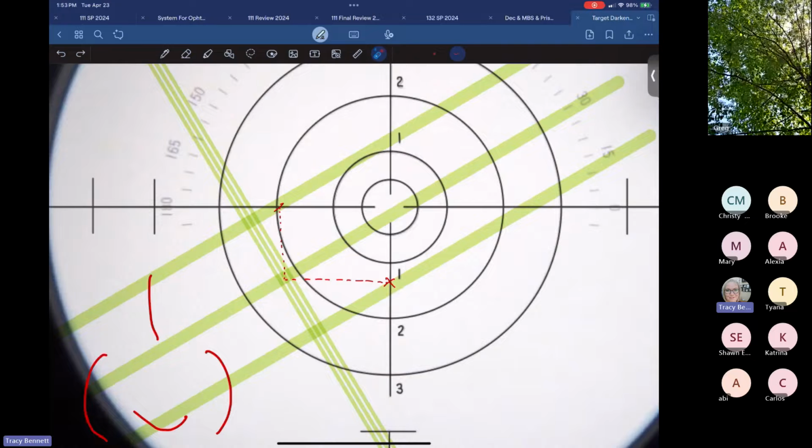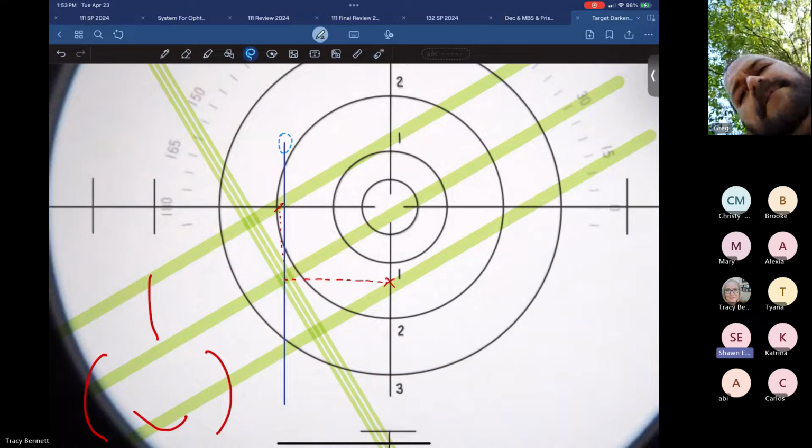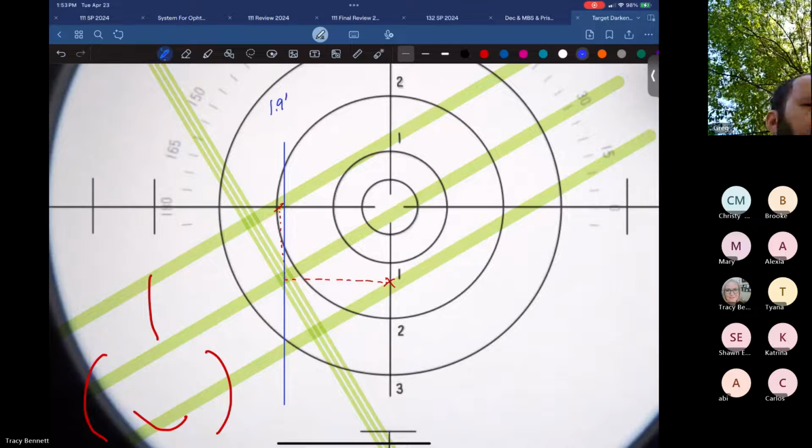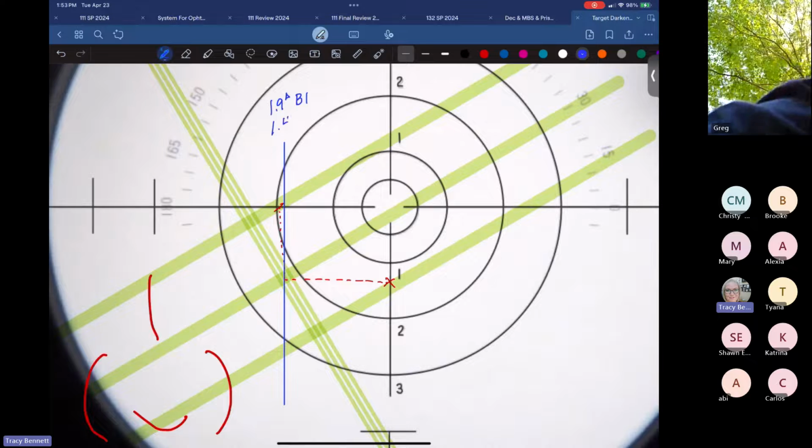If I used a cheat like this, then I line up perfectly. Oh, my Apple Pencil's dying. And I line up perfectly, but we don't have the access to do that in the lensometer. 1.9 base in, 1.4 base down. Yeah, it looks good. 1.9 base in, and yeah, I like 1.4 base down. Very good. Because, yeah, you're doing the same thing.